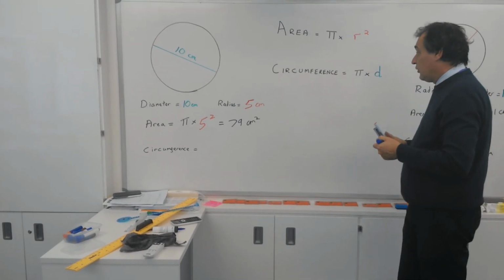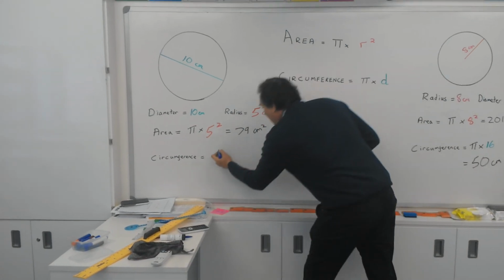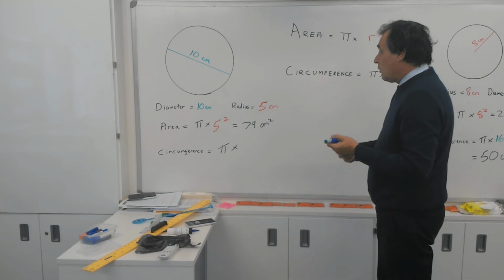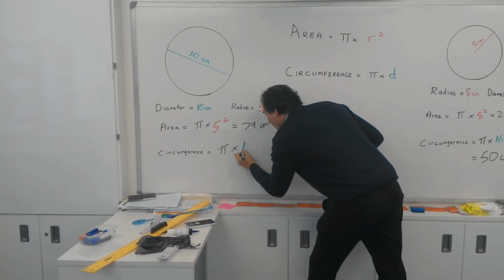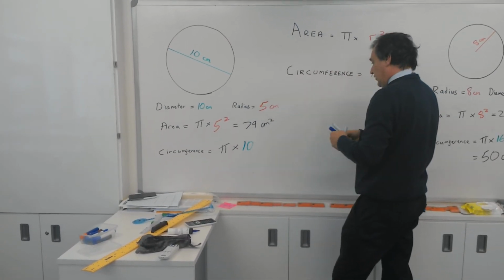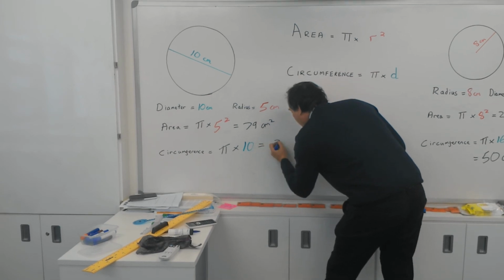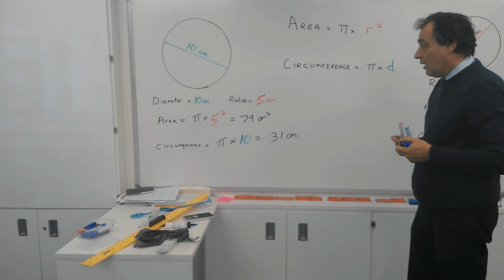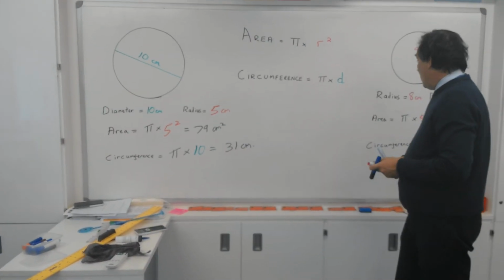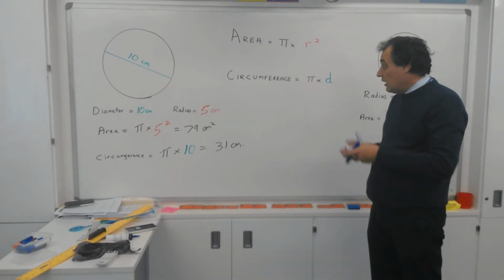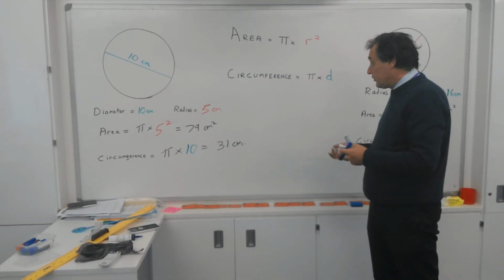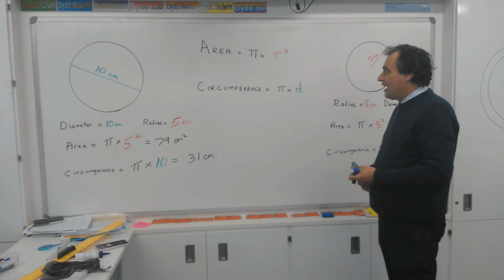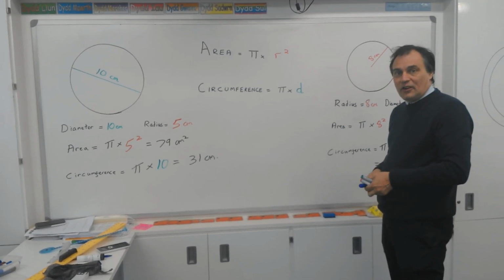Final thing we've got to do is the circumference. That's going to be pi times our diameter, which we're given there, which is 10. And that will give an answer of 31 centimetres. Just doing these to the nearest whole number. So, again, remember, pi button, if you've got a calculator. If you haven't got a calculator, you can just pretend pi is equal to 3. And that shows you how to work out areas and circumferences of circles.